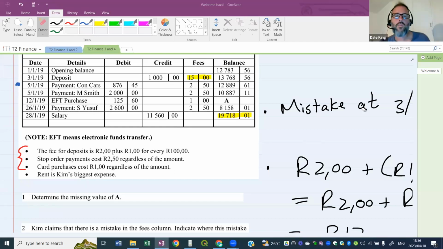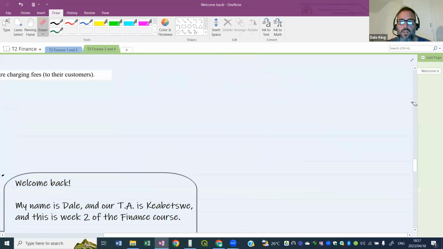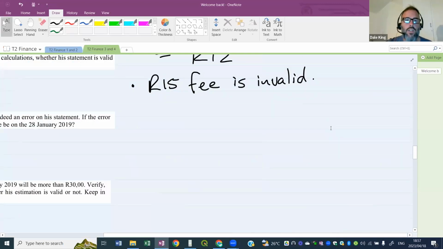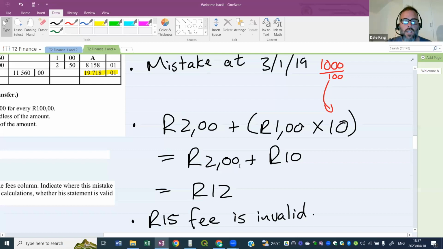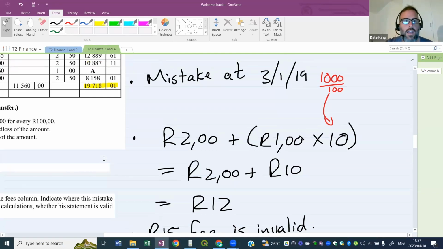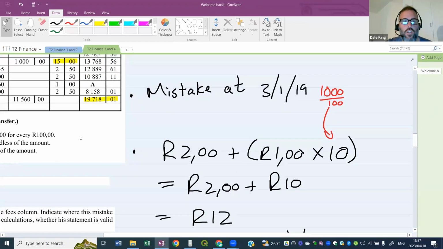So if you look at the fees here in yellow, it's 15 rand. And we did a calculation here to check that 15 rand because we said there's a mistake. Here's the calculation. We checked that it should actually be 12. All right, that was the previous question. So then how does this change? It should be 12. It was 15. Now we're changing it to 12. How does this person's balance at the end of the month change? Does it increase by 3 or does it decrease by 3?